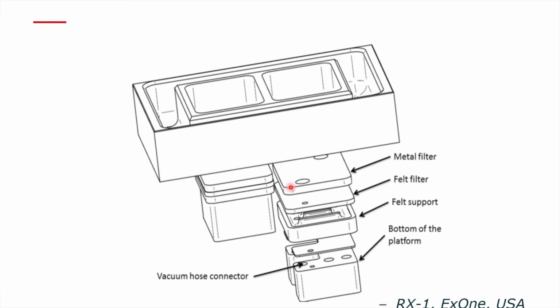The process is rather easy to implement into older machines. So here is shown a retrofit for an X1 printer. You simply take the dense plate and replace it by a metal filter plate. You have a little manifold, you connect the vacuum hose to that manifold, and then you have an adapter to the mechanics.